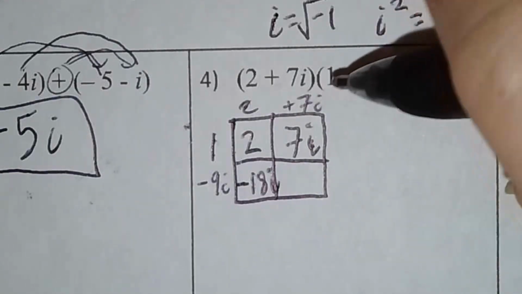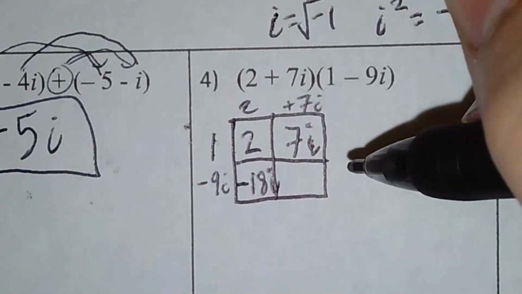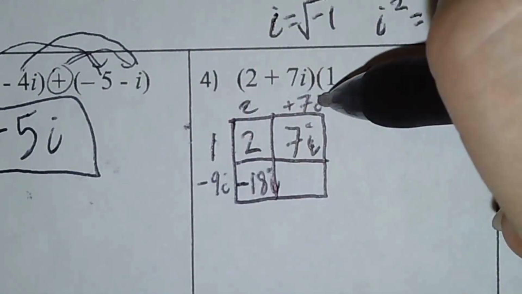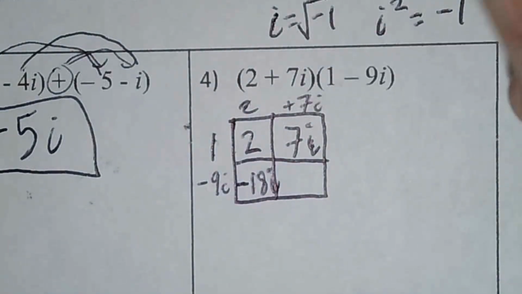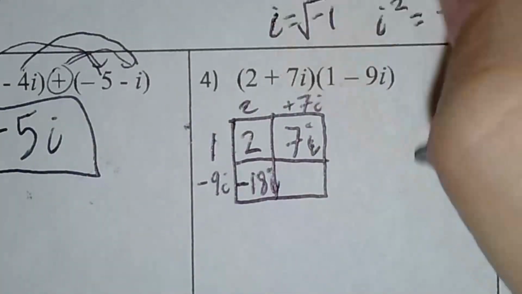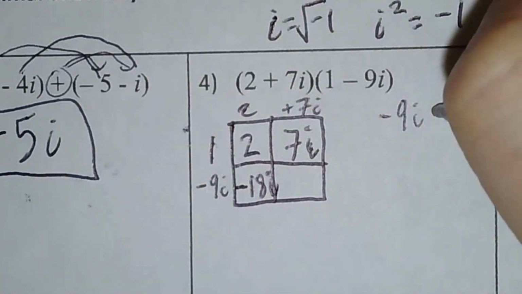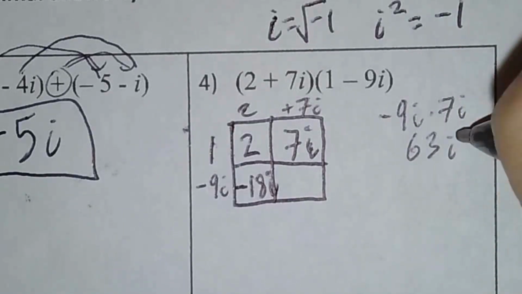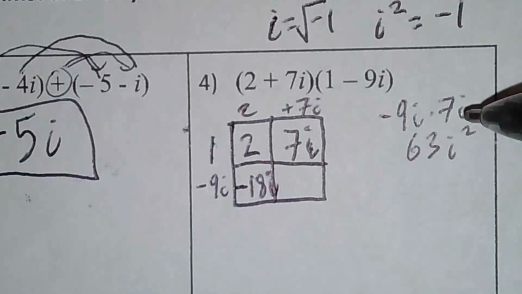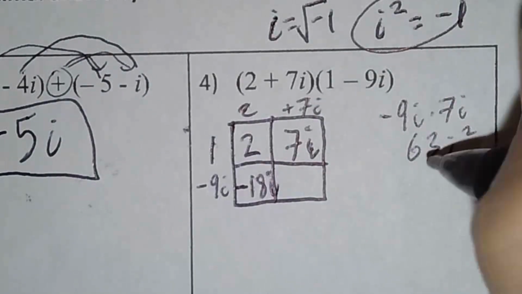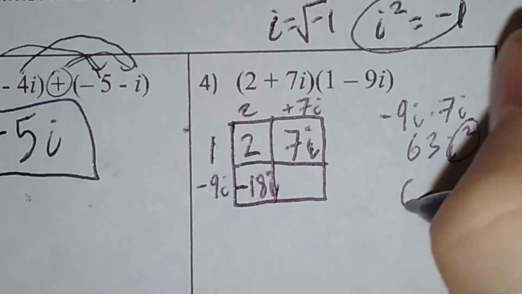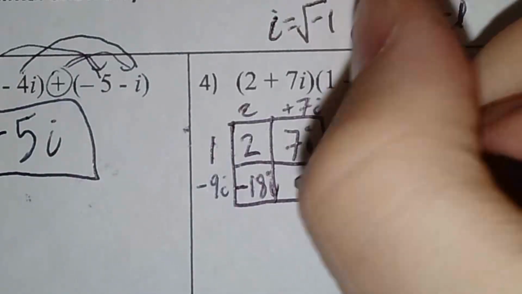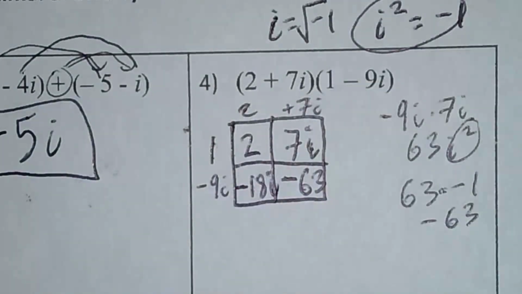-9 times -7, that would be 63. Or, actually, I made a mistake. -9 times 7 is -63. So I'm going to do this one on the side. -9i times 7i, we get -63i squared. i times i is i squared. But what is i squared? i squared is -1. So we're going to get -63 times -1, which is 63. So this value right there would be 63.